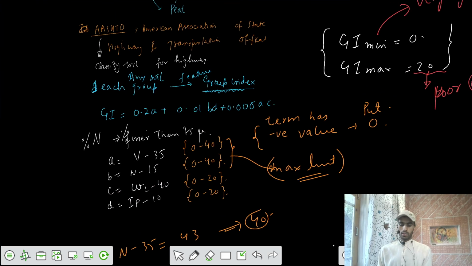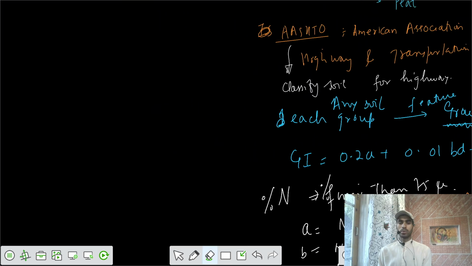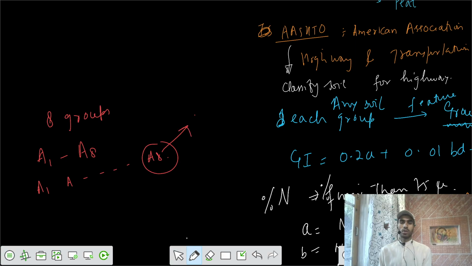This was all about that. Now the second one is AASHTO, and we have here 8 groups of soils, A1 to A8. That means A1, A2, A3, and A8 finally. And this A8 corresponds to organic soils, or we can say this is for peat.